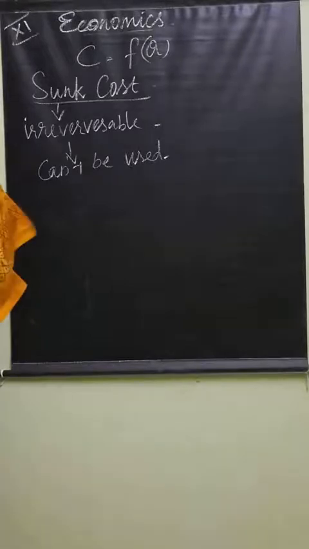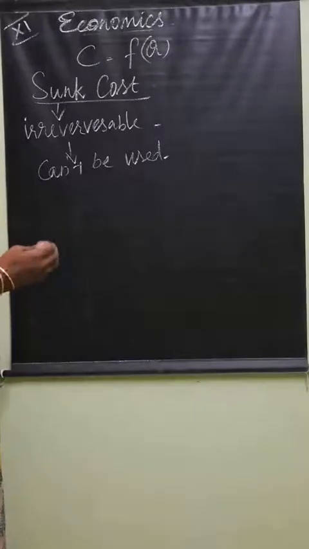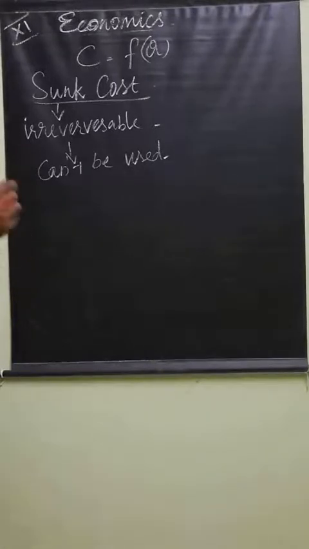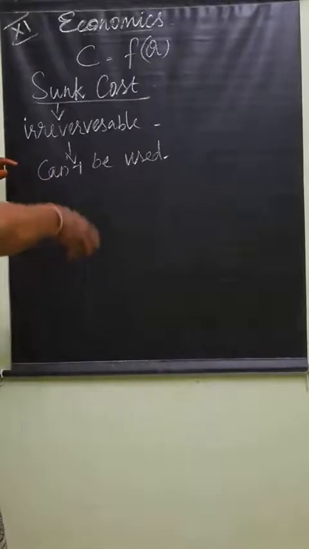For example, if you buy a machinery to do a particular work, that equipment or that particular machine is only meant for that purpose. It can't be used for any other purpose. That means it has no alternative use, no second use. So the money you invested in that equipment or machine tool is called sunk cost.